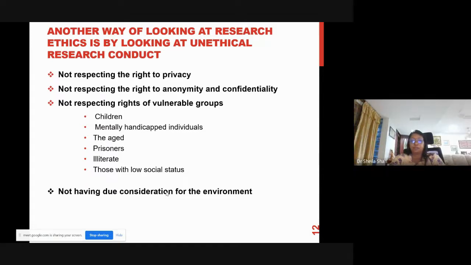Not respecting the right to privacy, not respecting confidentiality, not respecting the rights of vulnerable groups like children and mentally handicapped individuals. You do that for your own interest. Also the aged, the prisoners, the illiterate, and those with low social status.